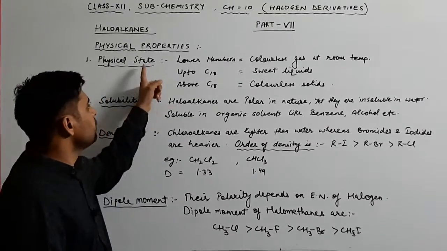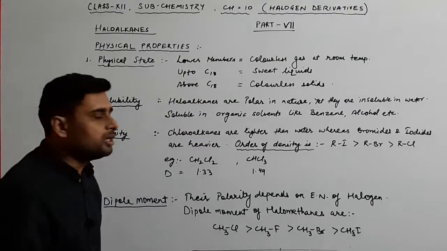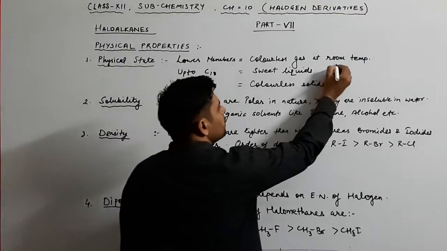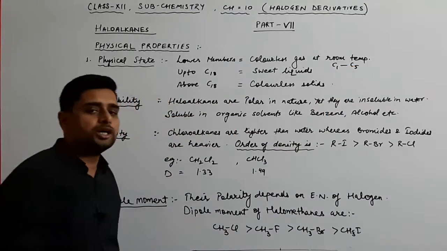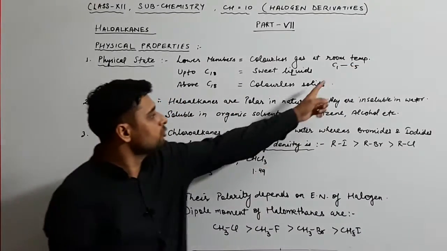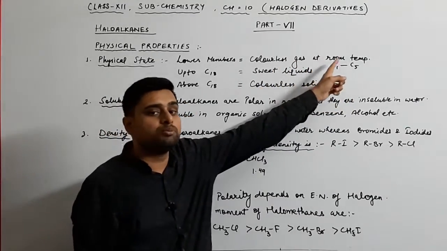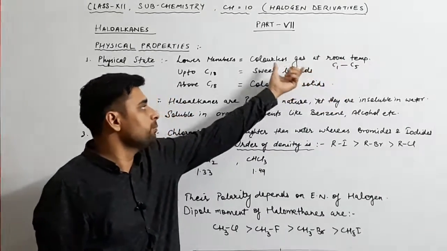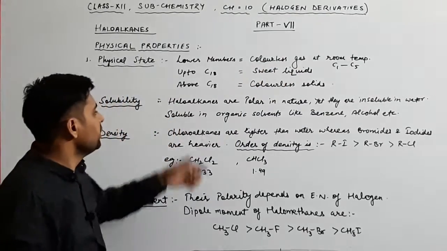What is the physical state of haloalkane compounds? The lower members of the haloalkane compounds, from carbon 1 to carbon 5, are colorless gases at room temperature. वह रूम टेम्परेचर पे कैसे होते हैं? रंगहीन गैस की तरह व्यवहार करते हैं.